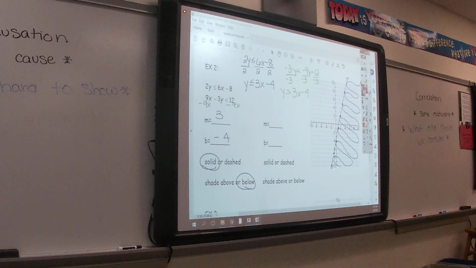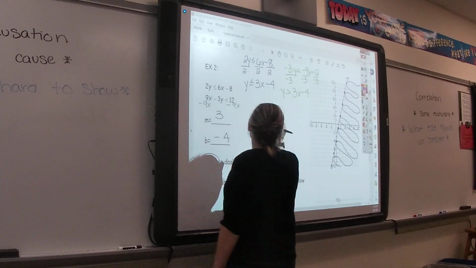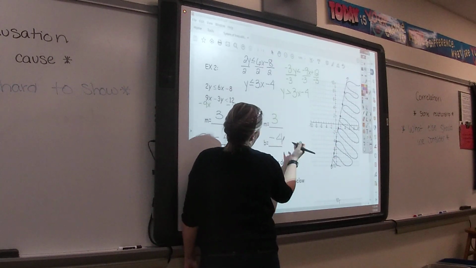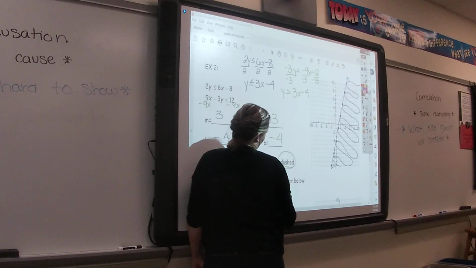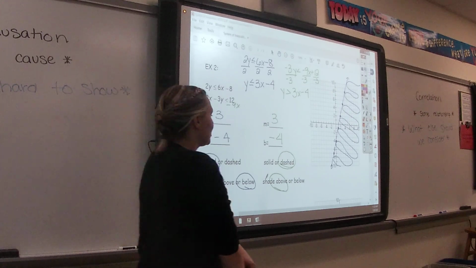Okay, what's our slope on the green one? 3. What's our y-intercept? -4. Dashed or solid? Dashed. Above or below? Above. Okay, so let's get this one graphed on our paper.